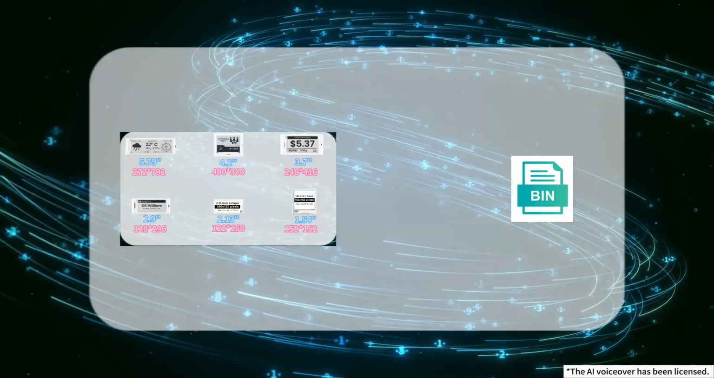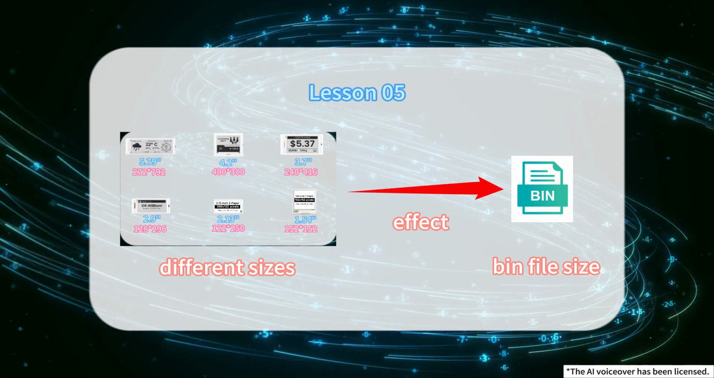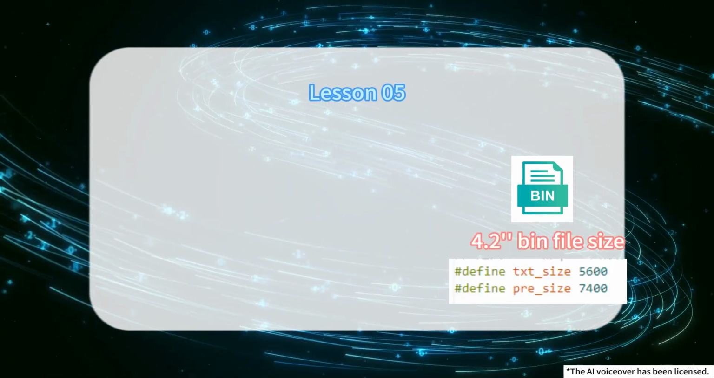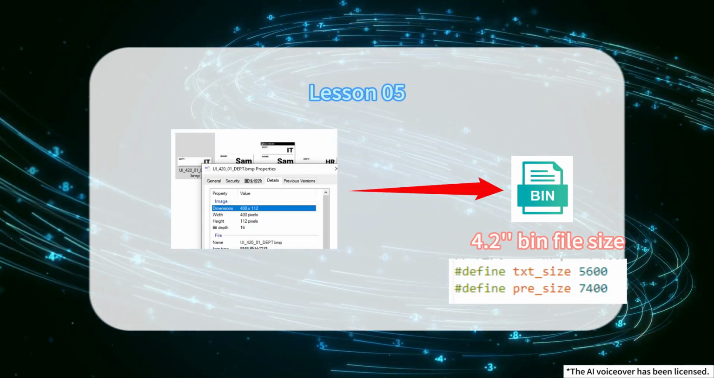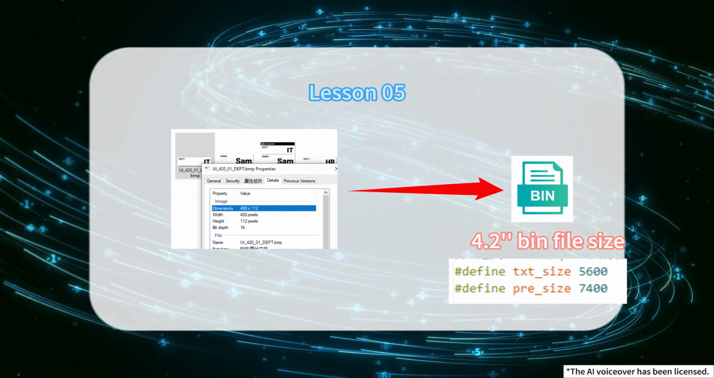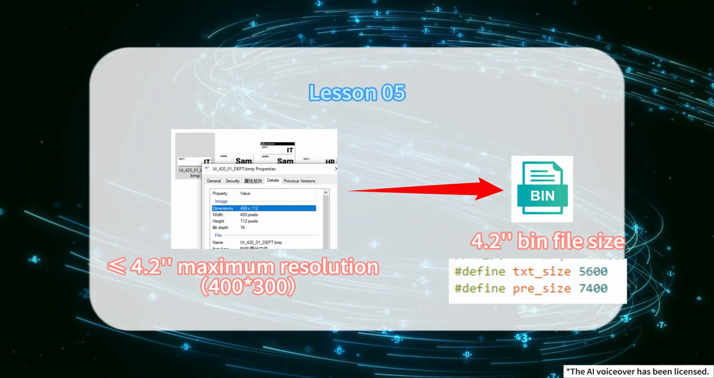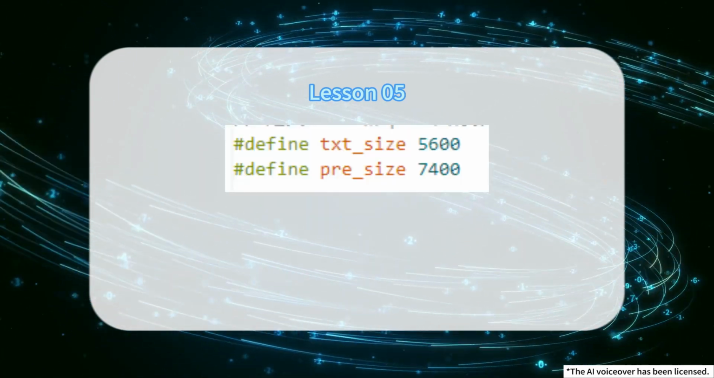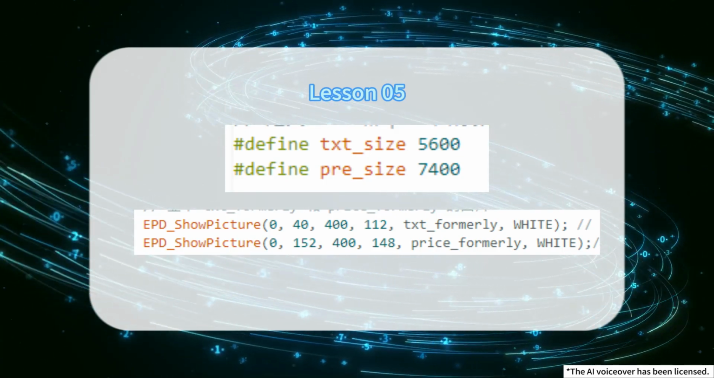The size of the bin file generated by each image will change in different sizes due to the maximum resolution limit of the screen. For example, the bin file size required for a 4.2 size image is determined by the resolution of the image you want. Simply design the length and height of the image resolution to not exceed the maximum resolution of each size, and the length and width values should be multiples of 8.